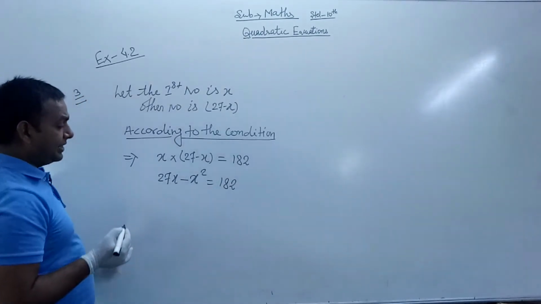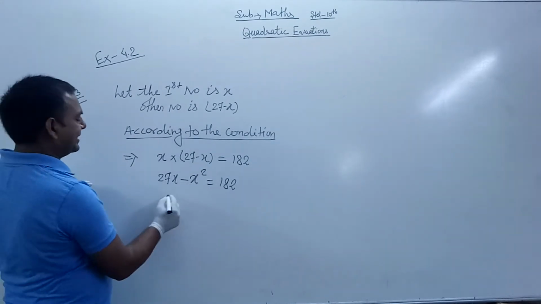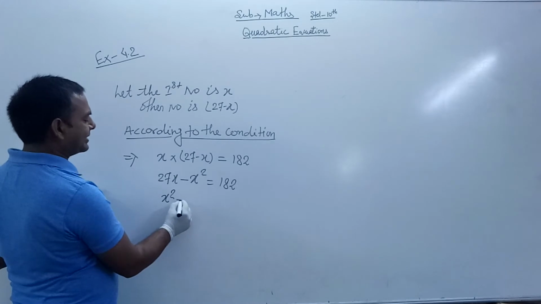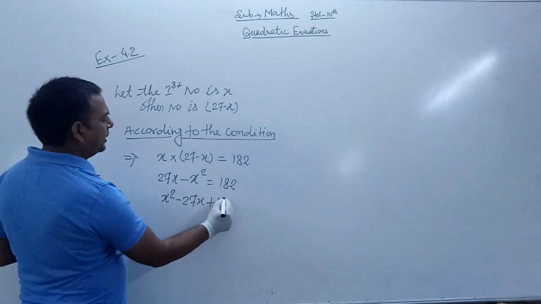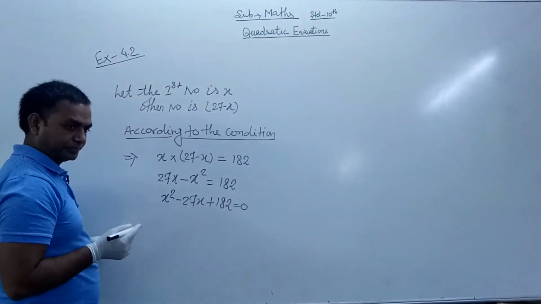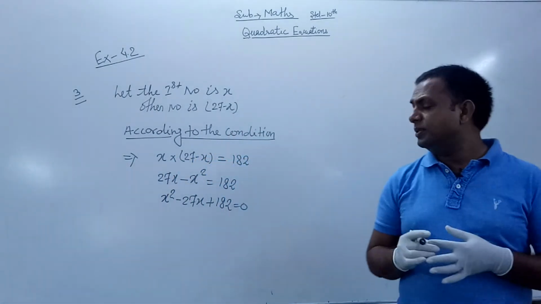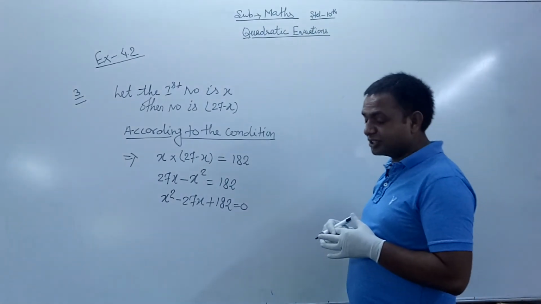Okay, I transfer it to the other side. So minus x square is converted into x square, minus 27x is converted into plus 27x, wait, plus 27x is converted into minus 27x, and plus 182 is equal to 0. So this is equal to 0. After that you use the method of factorization.